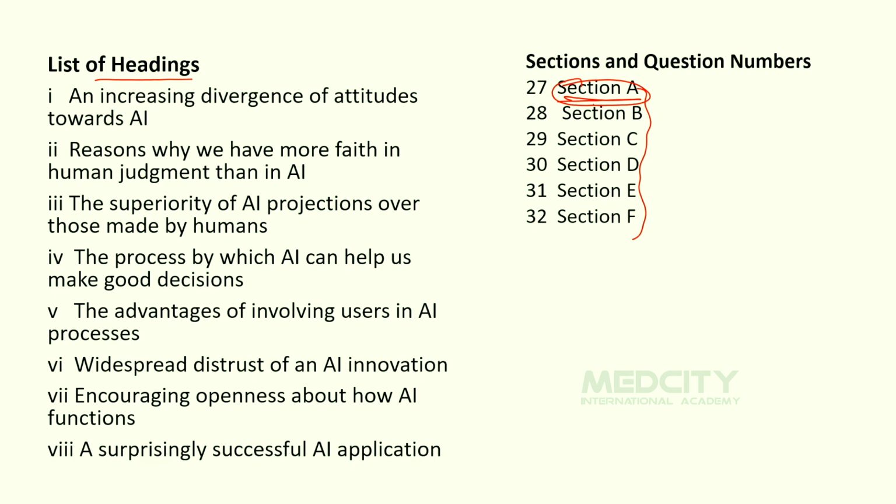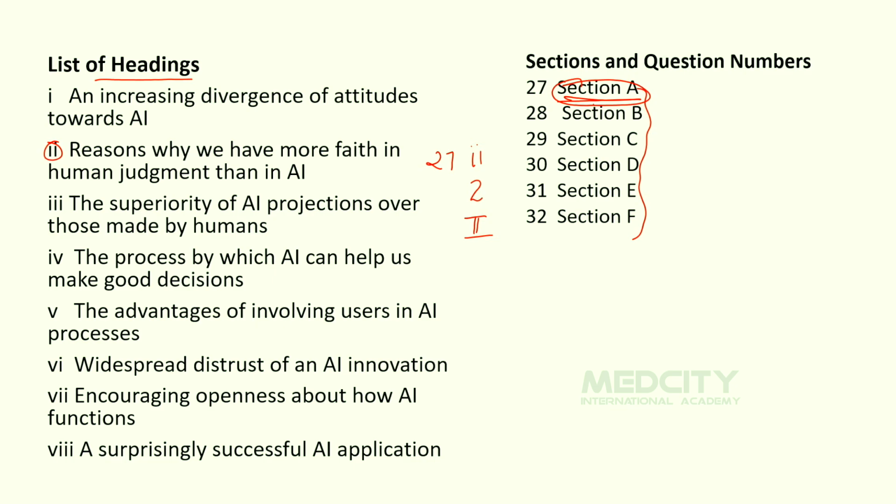Suppose you find out that this is the heading that matches section A, then for question number 27, you have to write the answer as Roman number 2. And you have to be careful not to write the numeral digit 2 instead of this Roman number. It should be written like how it is given in the question booklet.